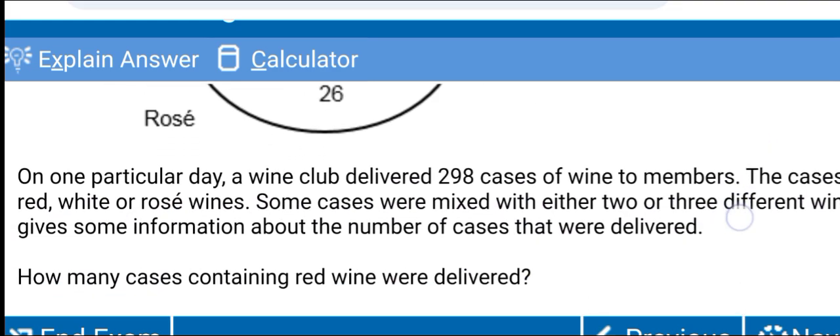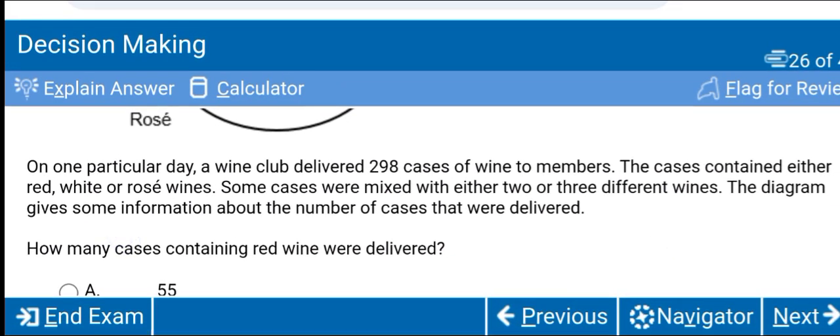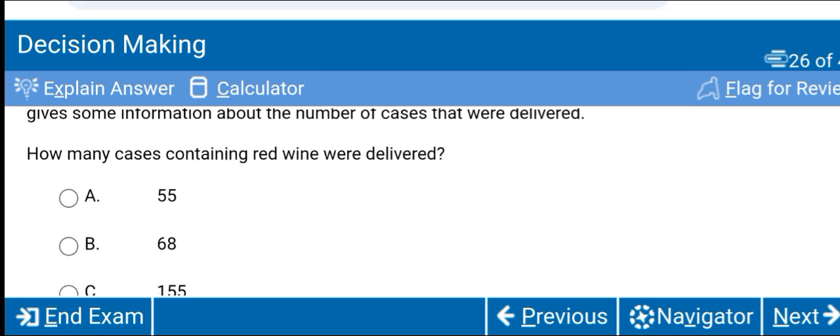On one particular day, a wine club delivered 298 cases of wine to members. The cases contain either red, white, or rosé wines. Some cases were mixed with either 2 or 3 different wines. The diagram gives some information about the number of cases that were delivered. How many cases containing red wine were delivered?